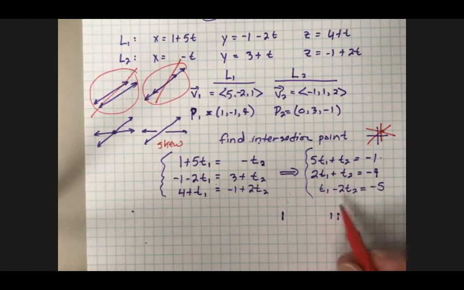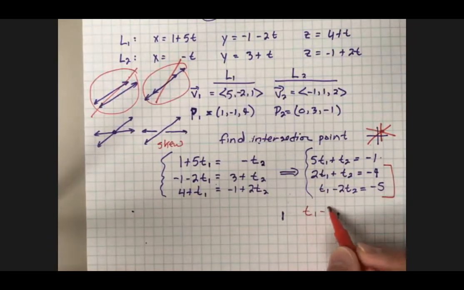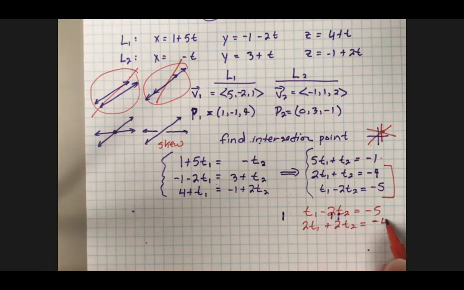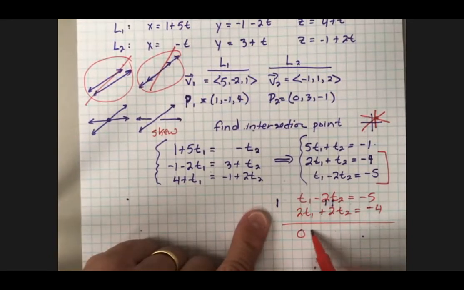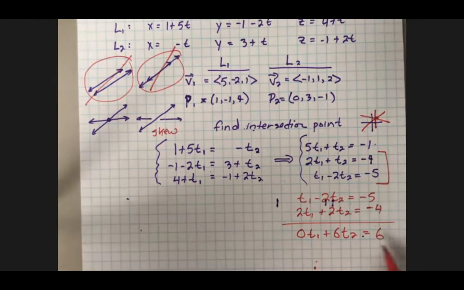Okay, let's solve this system right here. The easiest way, I could say, is to solve these two and see if the answer I get fits into the first equation. So I could say t1 minus 2t2 is minus 5, and 2t1 plus t2 is minus 4. This is two lines intersecting in the plane. I can solve this by saying negative 2 copies of the first on the second give me 0 t1s, 6 t2s, and 6. That tells me that t2 is 1.